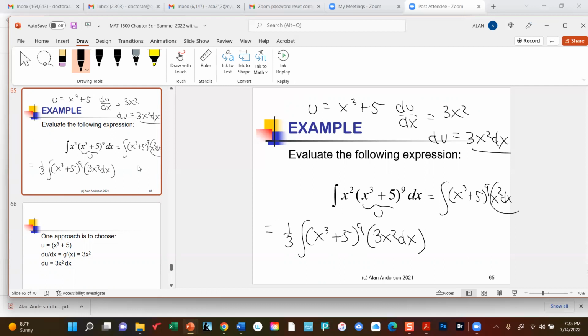So once again, I've multiplied the outside of the integral by 1/3, and in the interior, I've multiplied by 3. The two cancel each other out, so I've not affected anything. But look what I've got now. I've got u to the 9th du, which we know perfectly well we can apply the power rule to.